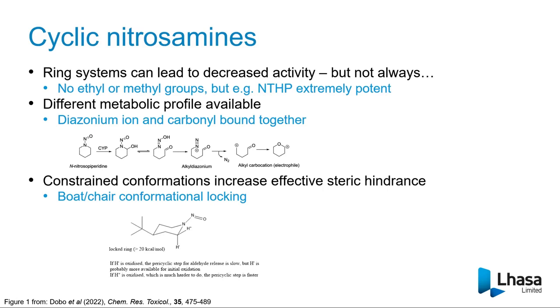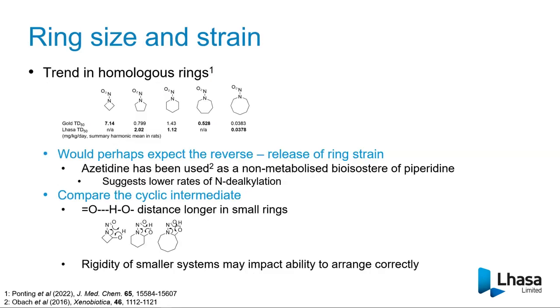You've also got constrained conformation, which gives you an increase in effective steric hindrance. This is comparable to boat chair conformation or locking that many may have studied in undergraduate chemistry. Small rings also seem to be less potent than larger ones, and this may again be because you've inhibited the ability of the molecule to arrange in such a way that it forms the correct transition state for this cyclic intermediate, which releases the aldehyde and the diazohydroxide. And the more rigid, smaller systems might not be able to rearrange correctly.